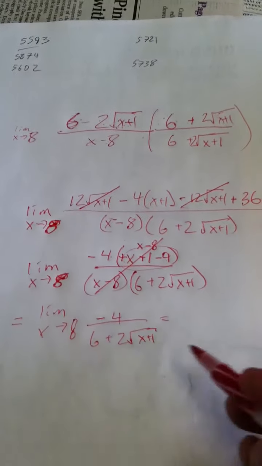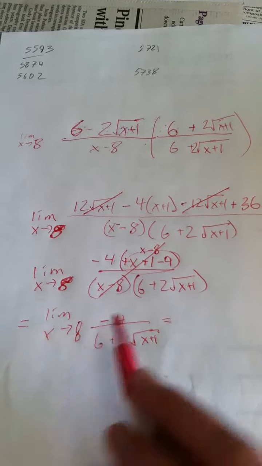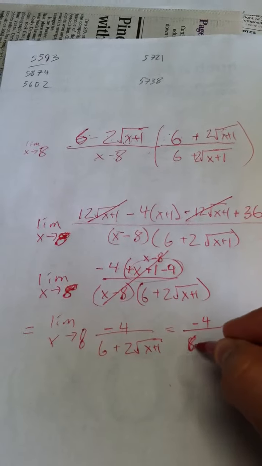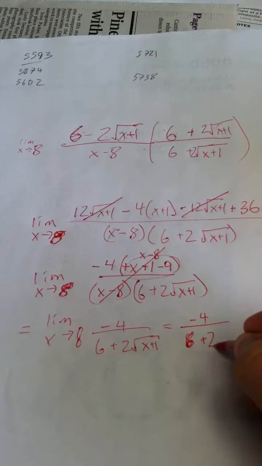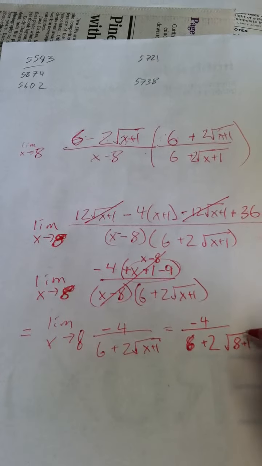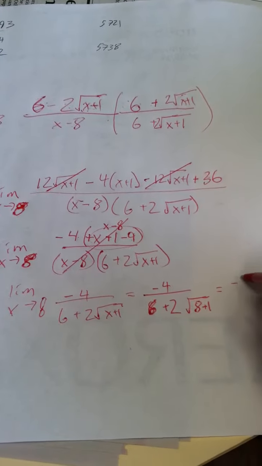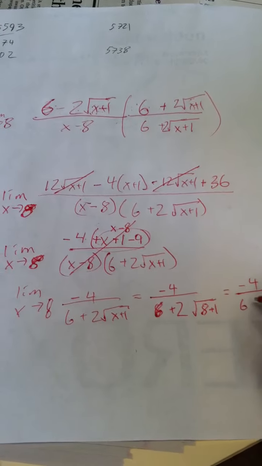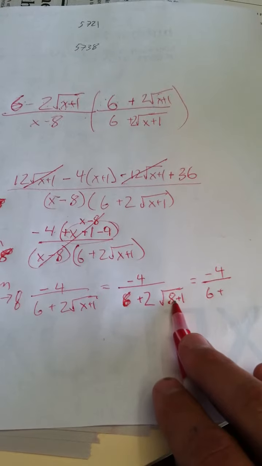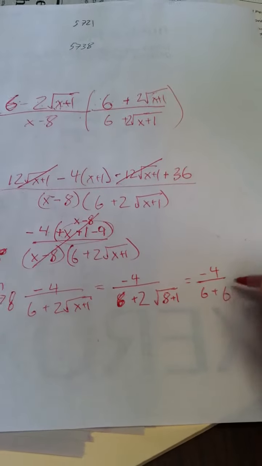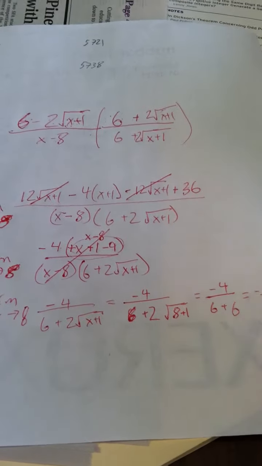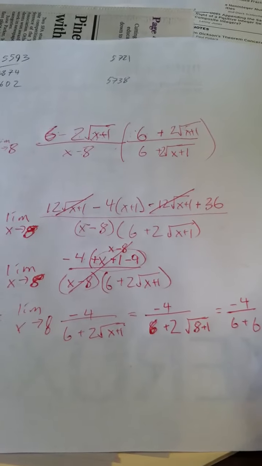In my next step, I'm going to actually make x become 8, because that won't be a problem now. Oops, that's still a 6 plus 2, 8 plus 1, and so that's what, negative 4 over 6 plus, and here we have 2 times the square root of 9, which is 3, so 6 plus 6, so 4 over 12, that's negative 1/3. Okay, so that's how you do that problem.